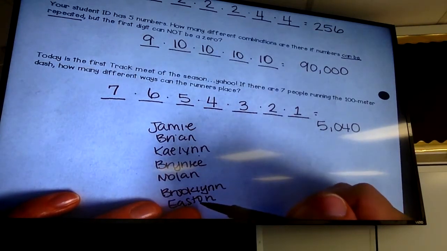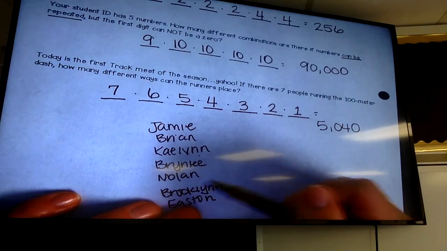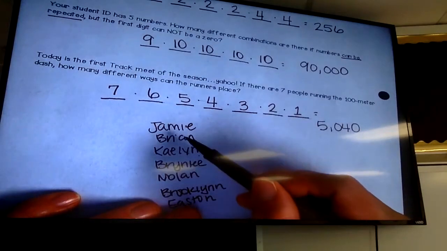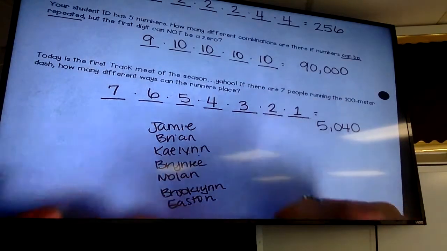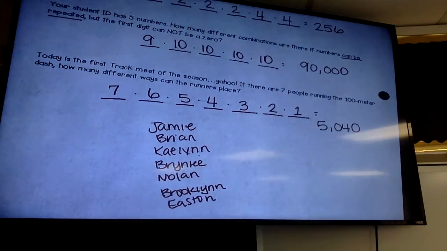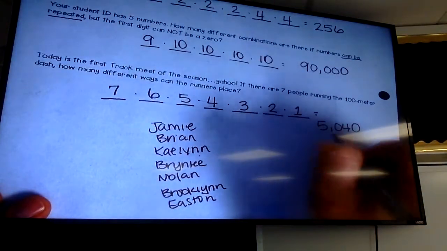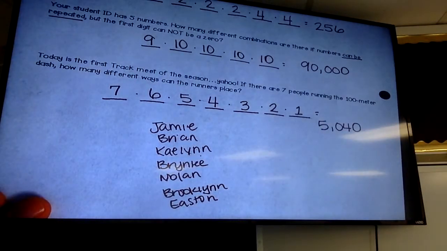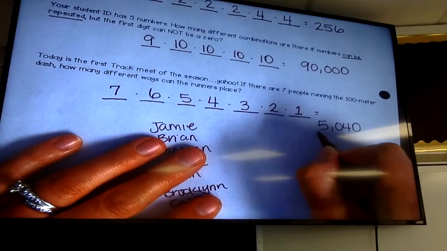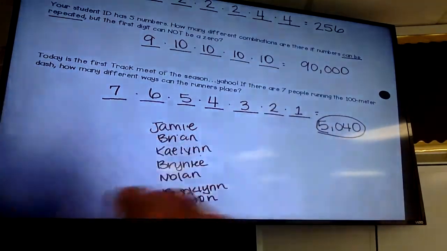That's one combination. Then it could start off exactly the same, then just switch the other two. So Jamie, then Brian, then Kaylin, then Brinley, then Nolan, then Easton, then Brooklyn. That's a whole separate way, a separate outcome. So it doesn't seem like it would be that many, but when you're just switching 2 of them, it does make a big difference. So there's 5,040 different combinations when you do it like that.